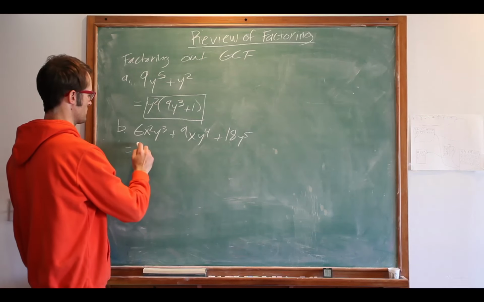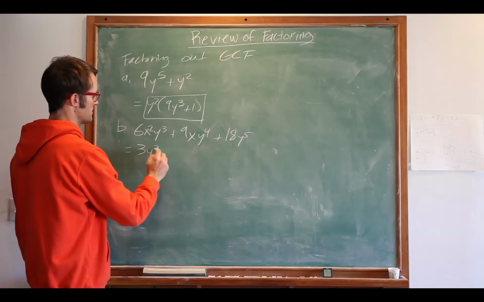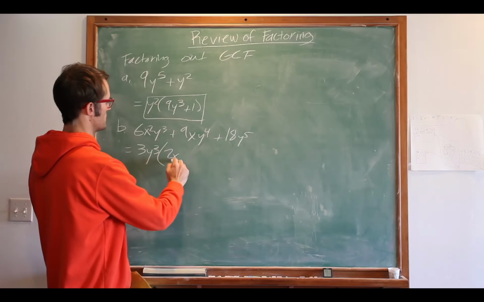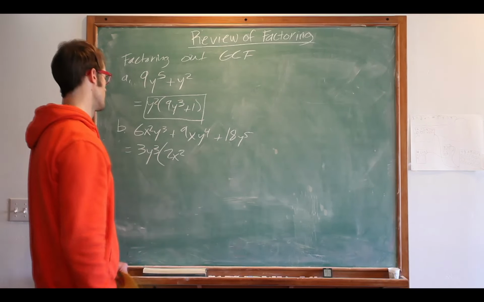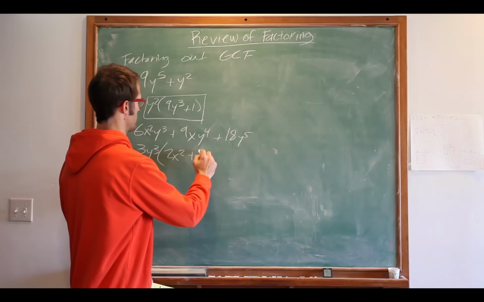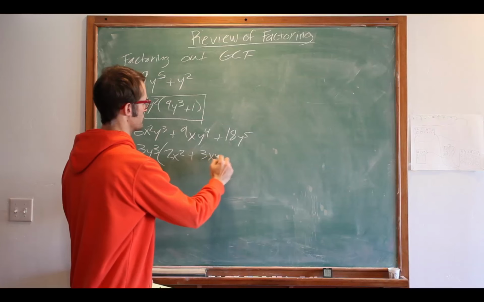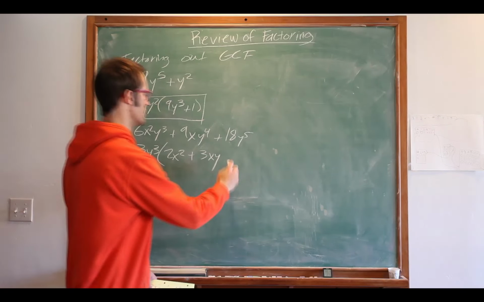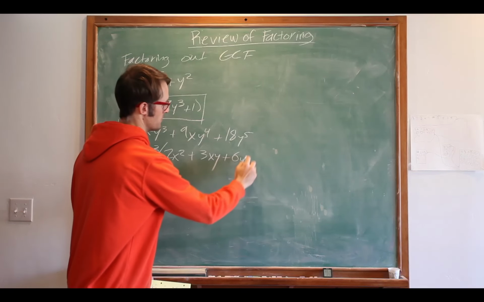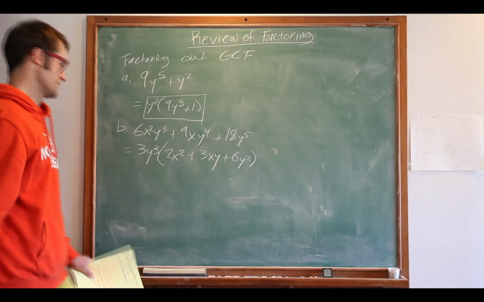So let's go 3y cubed, and this would become 2x squared. We already pulled the 3y cubed out, plus 3xy plus 6y squared. There you go.